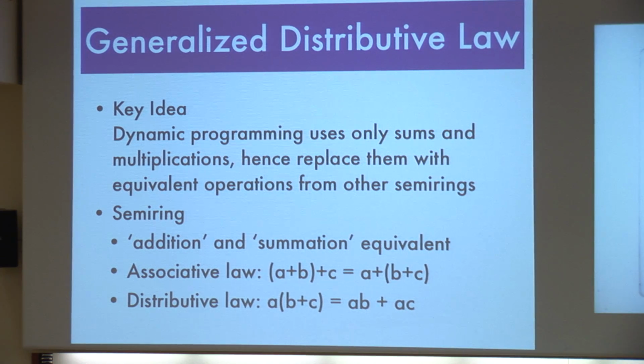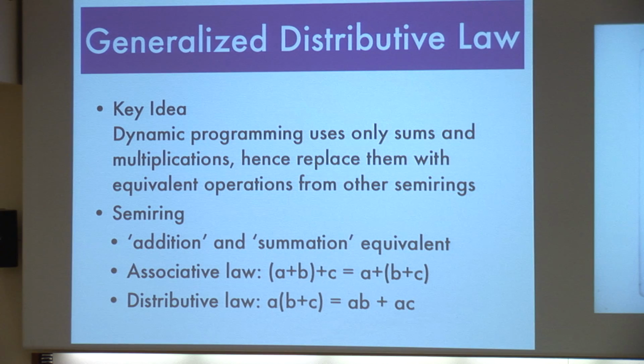Okay. Now, let's go to the generalized distributive law. So remember what we had is we had those sums and multiplications, and maybe we can replace them with equivalent operations from other semi-rings. A semi-ring is basically a set of operations and symbols that admit an addition and a multiplication. So you need the following two laws. You need the associative law, which means basically A plus B plus C, I can just switch the brackets around. And you need the distributive law, and that's basically just A times (B plus C) is AB plus AC. As long as I have a set of symbols which allow for that, I'm in good shape.